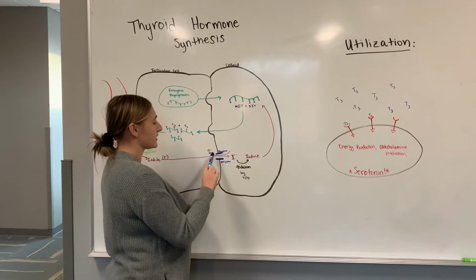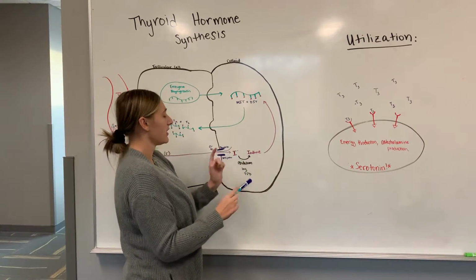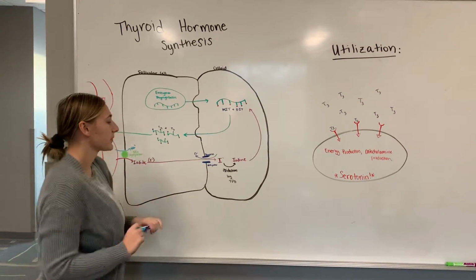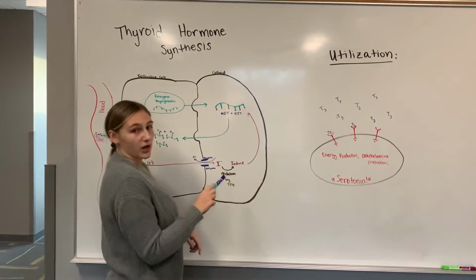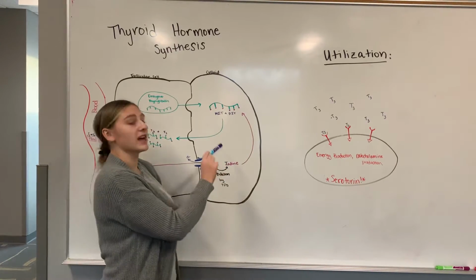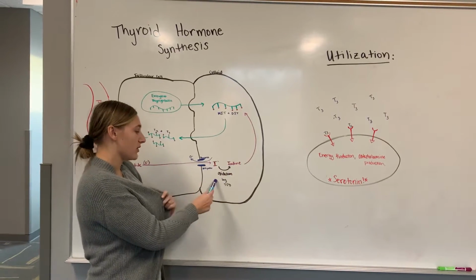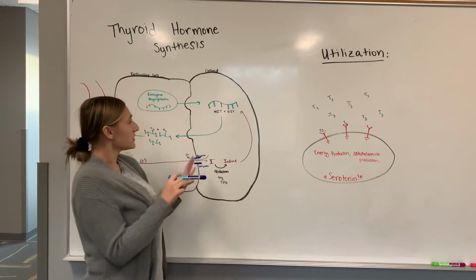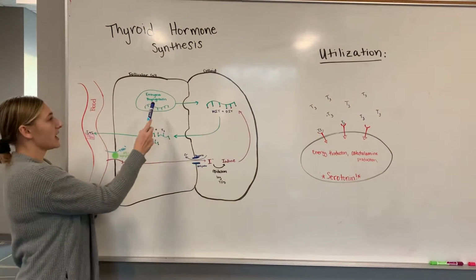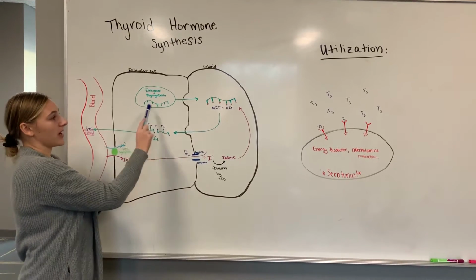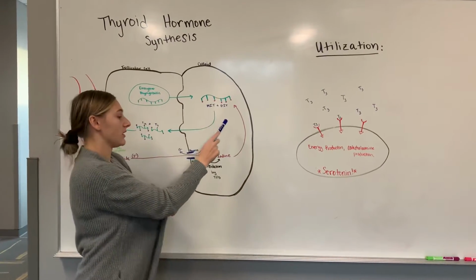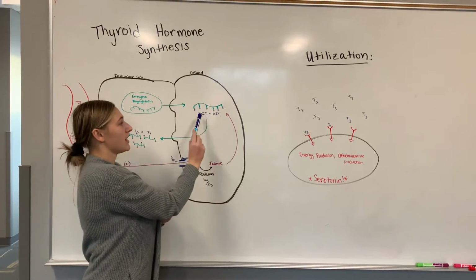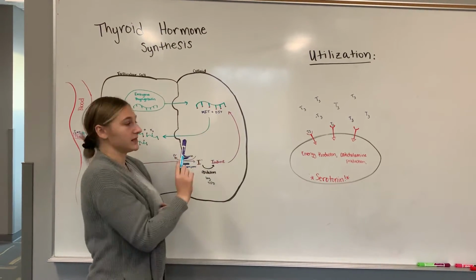And this is going to let iodide into the colloid cell, and it's going to take chlorine out of the colloid cell and into the follicular cell. Once this iodide is in our colloid cell, it's going to turn into iodine by oxidation, which is done by the TPO enzyme. And after this happens, the enzyme thyroglobulin is going to be exocytosed into the colloid cell, and this iodine is going to meet this thyroglobulin and make MIT and DIT.